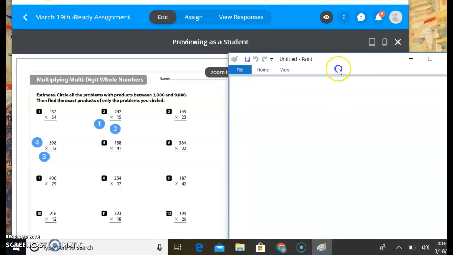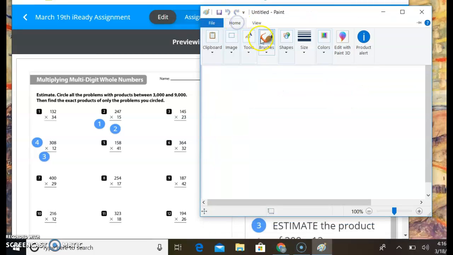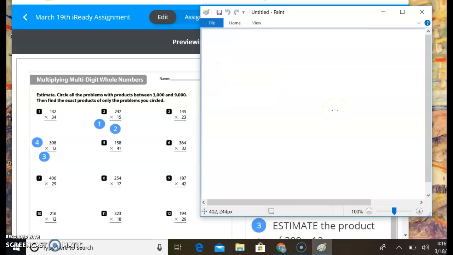Okay, so if I bring this here, I'm going to bring down this brush tool and I'm going to look at number 1. And the first thing I'm going to do is write the problem right here because I want to remember what it is. And I'm multiplying. And you notice that I've left plenty of space up top for regrouping.